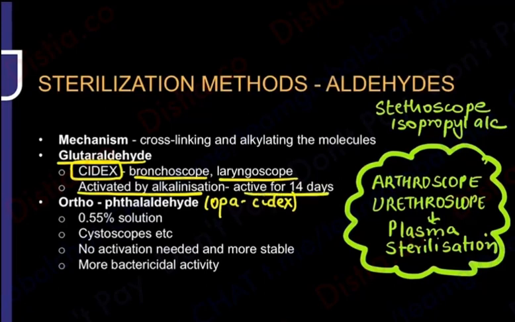So they said, there is a lot of problem in this: the shelf life is so less, plus you have an extra step of alkalinization. So they said, please bring to us OPA-Cidex. What is OPA-Cidex? It is orthophthalaldehyde, or OPA-Cidex. It comes as a 0.55% solution that can also be used for all these scopes that you have.